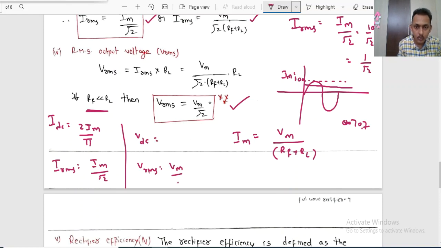VRMS, how much we got? Root 2. When the forward resistance of the diode is very less than resistance, right?